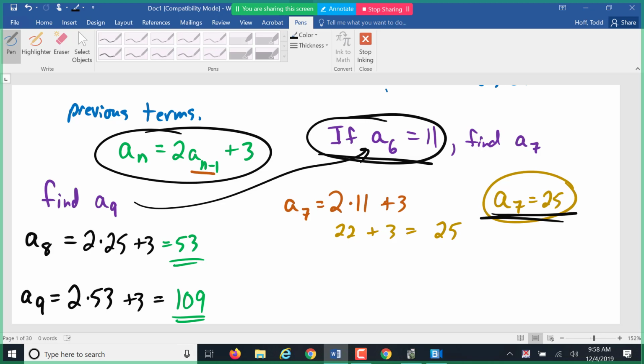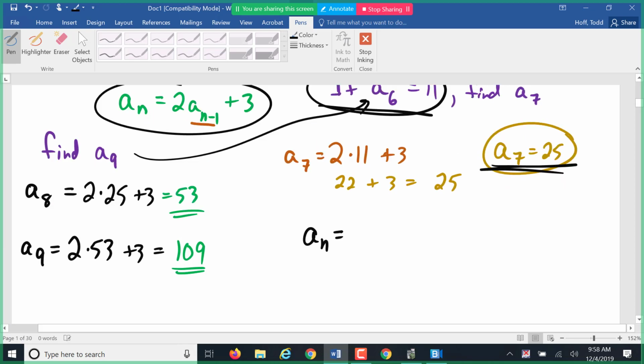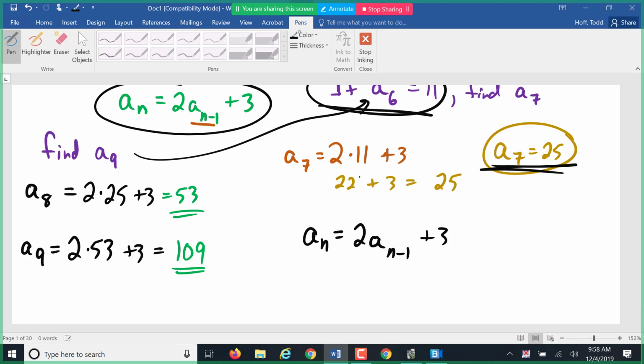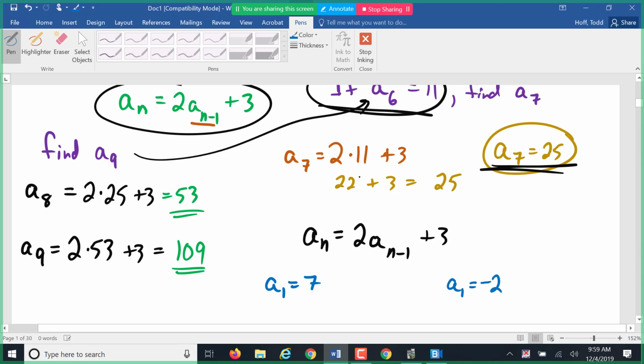The strength of a recursive formula is that it can generate an infinite number of different series based on what the starting point is. This formula here, an equals 2 an minus 1 plus 3, is a totally different series if I give you a1 equals 7 compared to if I give you a1 equals negative 2. So by changing the value of the starting point, I can totally change the series. That's one of the strengths of that recursive formula.